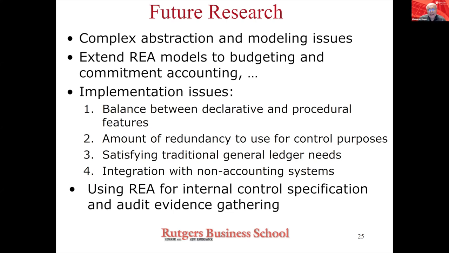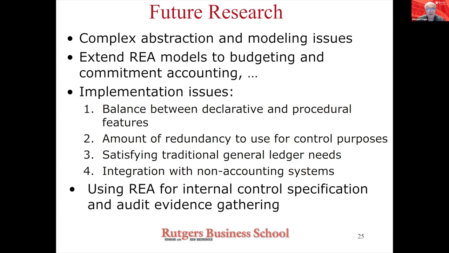So again, it's very interesting. There is this future research section in the paper, and it talks about a number of very important modeling issues. And some of them are striking because, keep in mind, this paper was published in 82. The next paper I am going to cover was published in 2006. So this 82 paper talks about the extension of REA models to budgeting, say commitment accounting, and using REA for internal control specifications. And this is basically the primary topic of the second paper. As I said, I will cover it next week, so please read it.